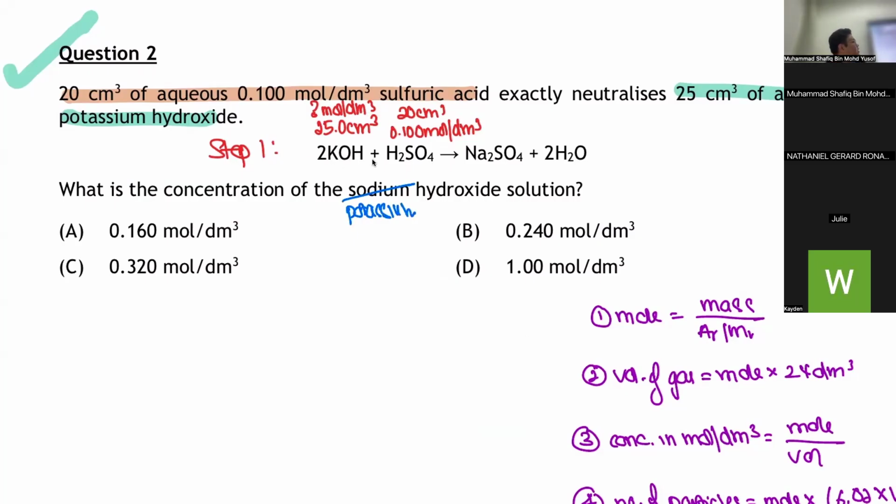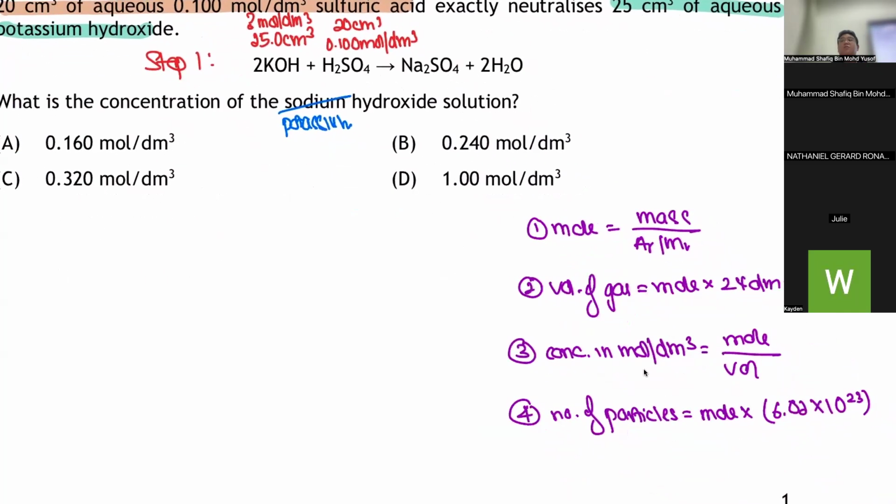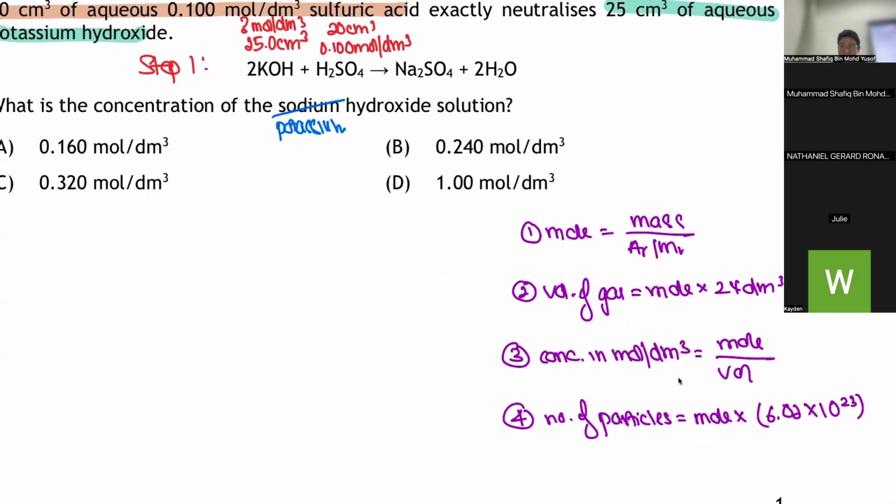Okay, so your aim is to find the concentration of this one, right? Okay, so first question, you all can see, whose mole can you find? The KOH or the sulfuric acid, everyone? Correct, sulfuric acid. Because why? Which formula will allow you to calculate mole among the 4 of them here?